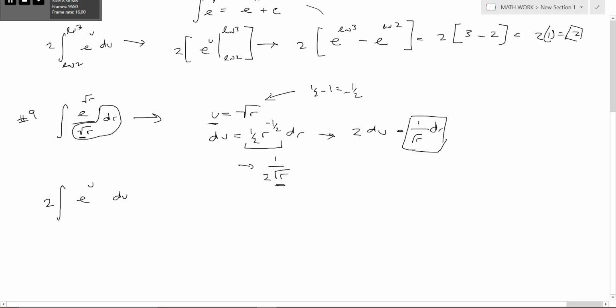So now that we have all that in place and settled, we can simply integrate e to the u plus c. And then what's u? Replace u. We said it was root r. So 2e to root r plus c. Let me check, make sure I'm right. Okay, I'm back, sorry. Yeah, that was the right answer.